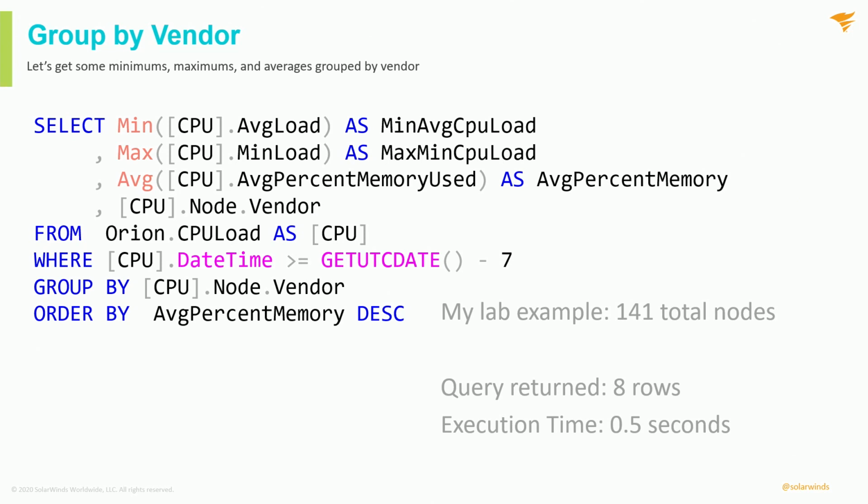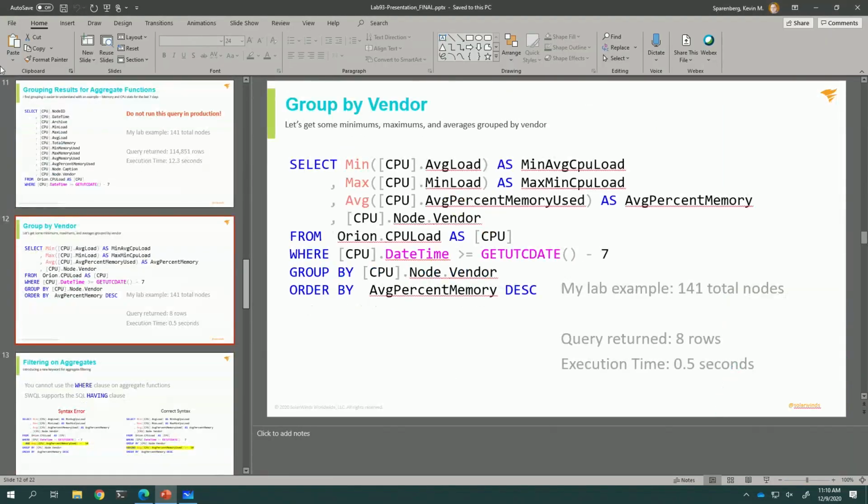aggregate functions. And then I'm doing where the CPU date time is greater than or equal to get UTC date, which is right now, and back 7. Back 7 means 7 days. And then I'm going to group that by the vendor, and I'm going to sort that by percentage memory. So let's go ahead and try this one out.